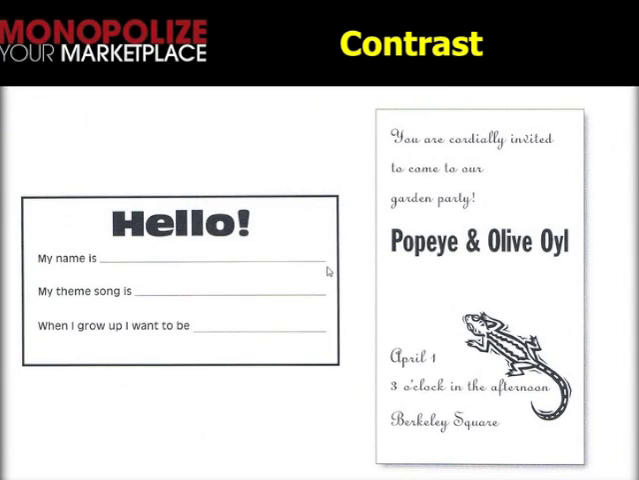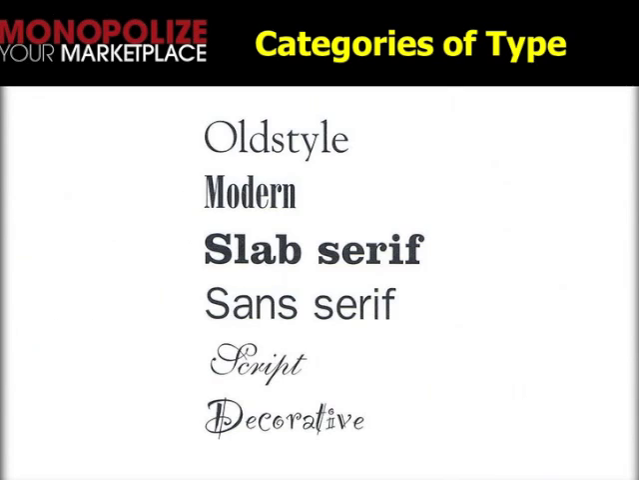Hello, big font. My name is, etc. You're cordially invited. Popeye and Olive Oil, and then we've got some proximity elements here that are also helping with this. So the Popeye and Olive Oil pops out of that so you can see what's going on.